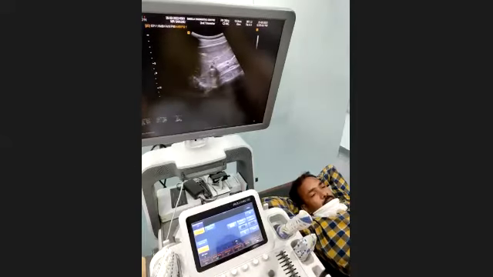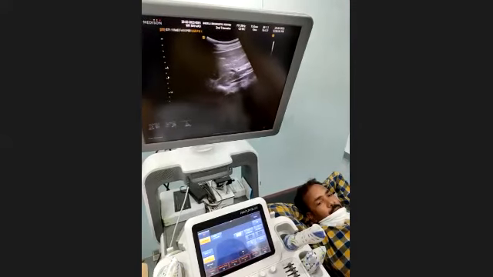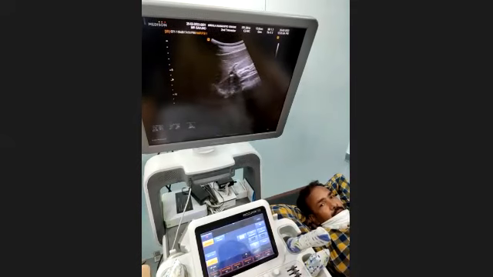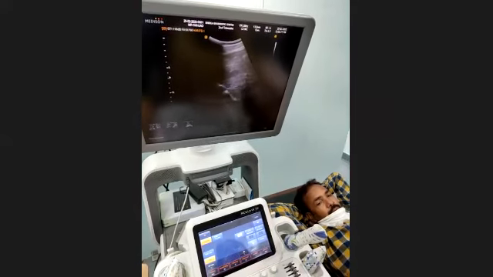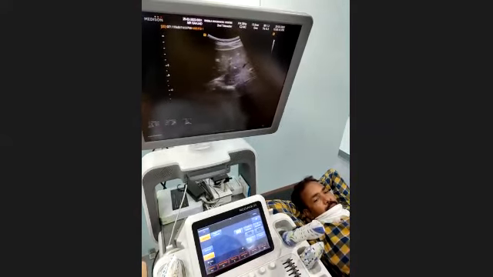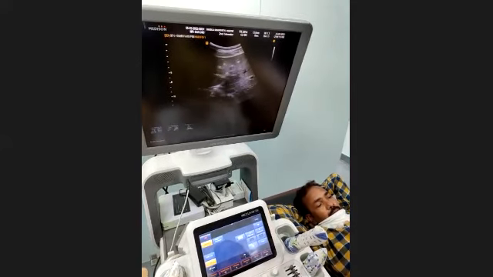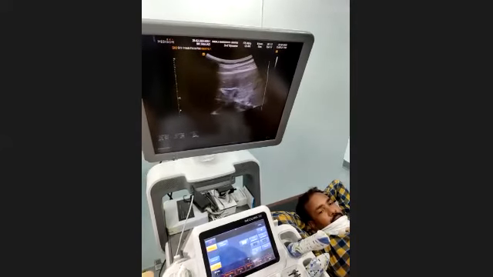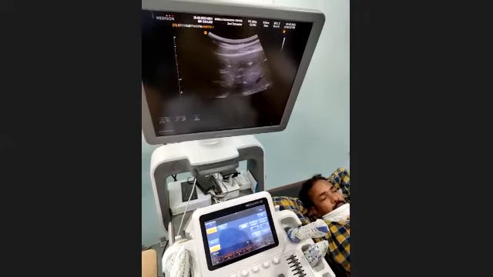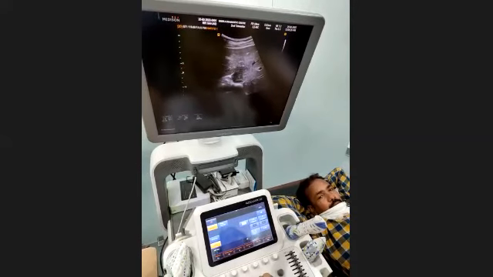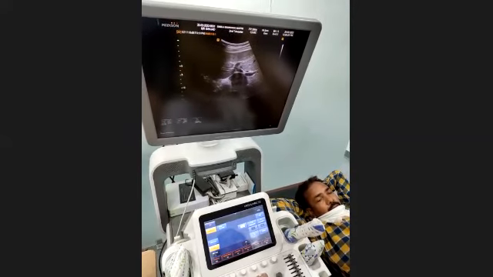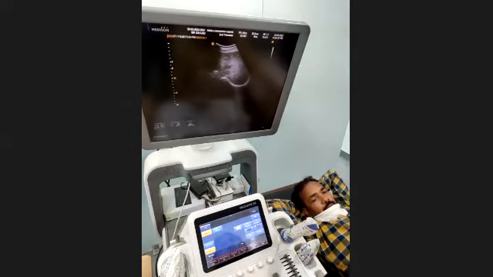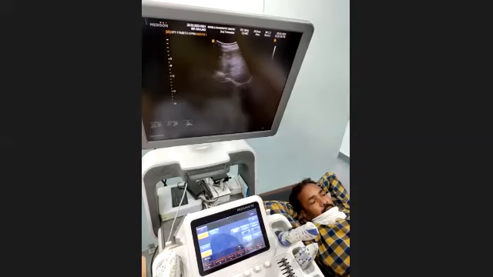Sir, this is the left lobe of the liver. Sir, what is this caudate lobe? Show me the transverse section of the liver first. Increase the depth, you are decreasing the depth. Increase more, so that the whole of the liver can be seen. Now show me the transverse section of the liver.